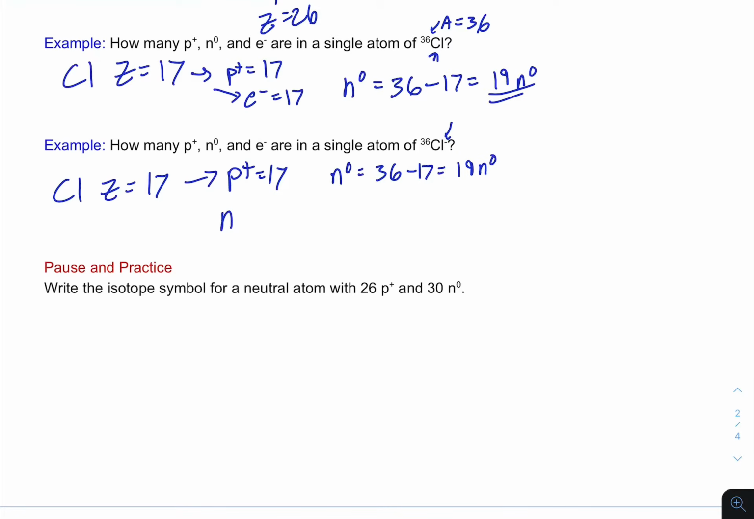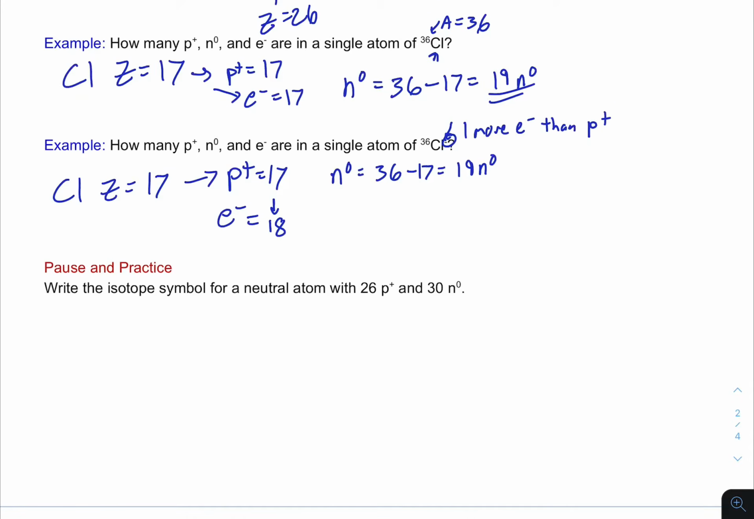Now we want to figure out the number of electrons. What we realize here is that we have a -1 charge, and what that means is I have one more electron than protons. That's because we have that -1 charge on our chlorine atom. So I add one more to that 17, and I have 18 electrons, which leads us with an overall charge of -1, because we have one more negative charge than positive charges with our chlorine atom.